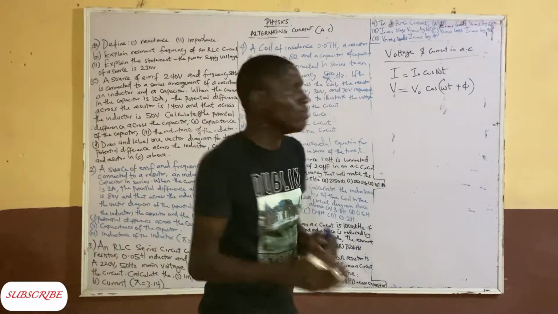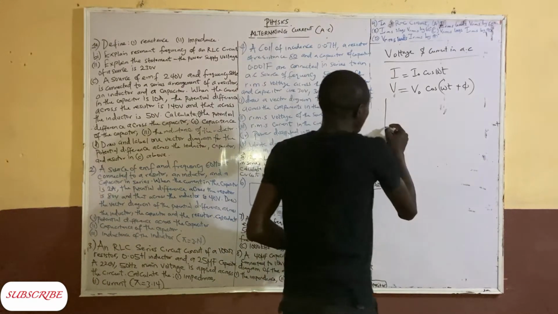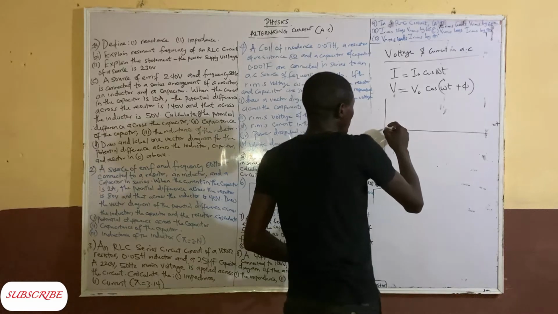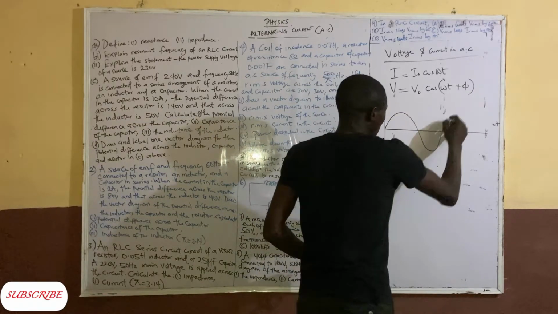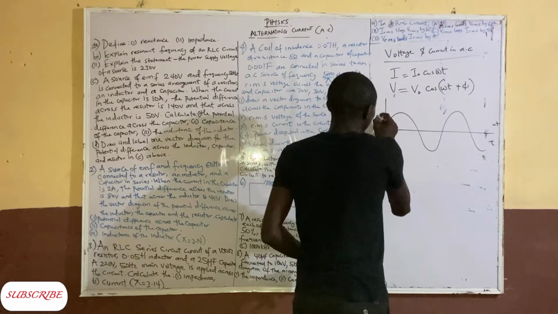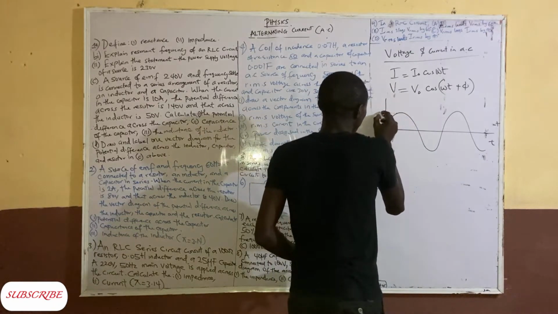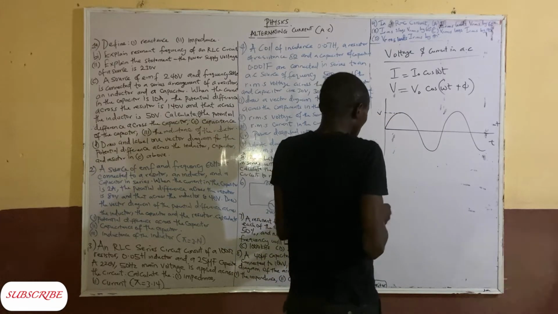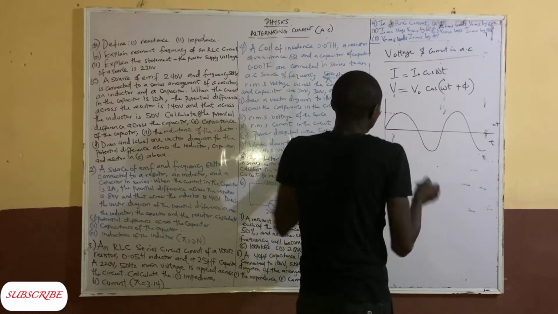And how do we determine this? It is when you draw the sinusoidal graph of the voltage. The voltage looks like this. We have the voltage with time. This is voltage. When you trace this one, this is the amplitude of the voltage. And when you draw that of current, we have something like this.